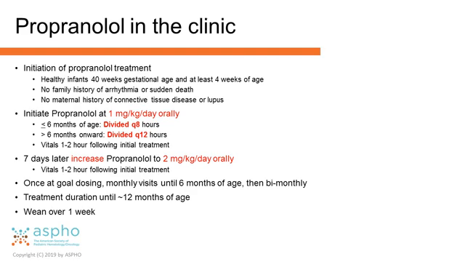And 7 days later, this dose is increased to 2 milligrams per kilo per day orally and divided either by Q8 or Q12-hour dosing. Vitals are again obtained 1 to 2 hours following that treatment in the clinic. Once the patient's at goal dosing, I see them monthly until about 6 months of age and then bi-monthly, maintaining their propranolol dose for their weight. Treatment duration is usually until about 12 months of age, and I wean over a week.